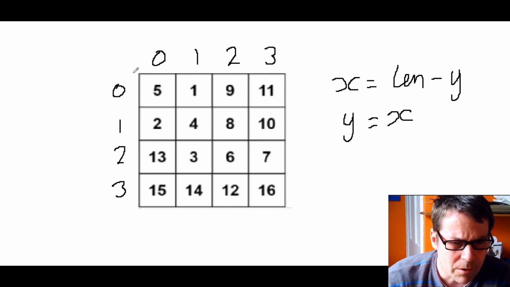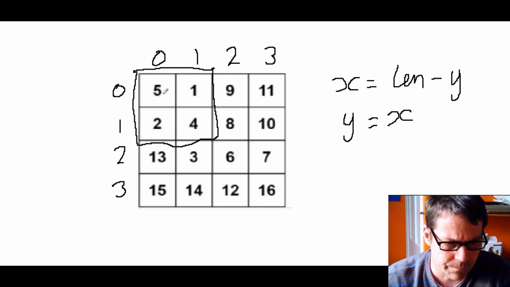Now what I'm going to do is loop through x and y. I'm going to loop through a 2D array from the start to halfway through the array. So I'm going to loop through these 4 values. Now I'm going to get the first position, 0, 0, run it through this formula and work out the new position that it needs to go to. Now this 5 is going to need to go over to there.